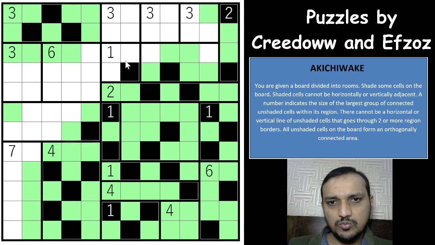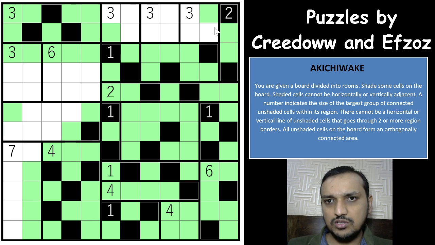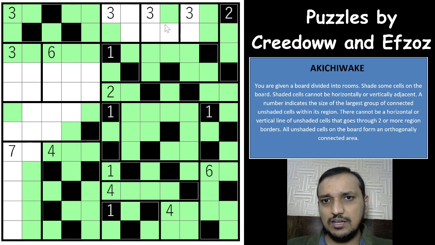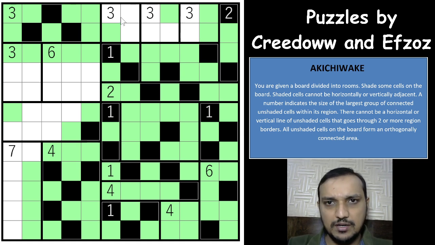This is shaded because more than 2 areas. So this is shaded. Okay. Unshaded here. Shaded here because of more than 3 groups. So if I shade this, this would be shaded. So not possible. We know that one cell in each region would be shaded, right? Okay.